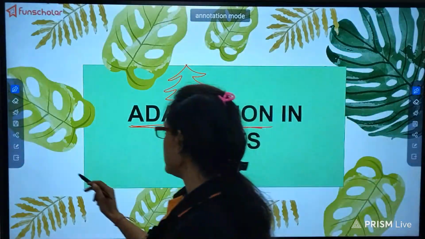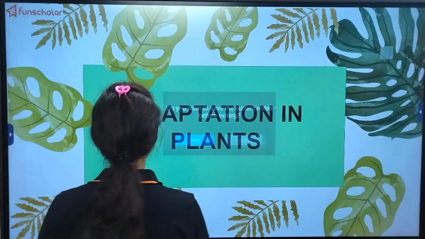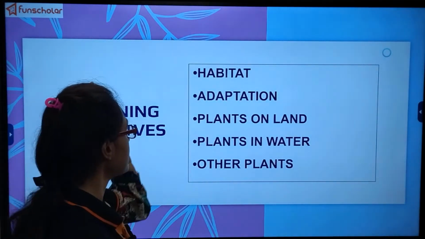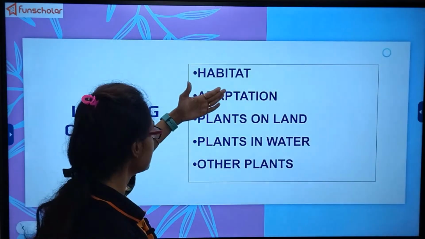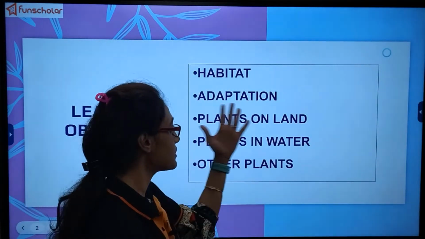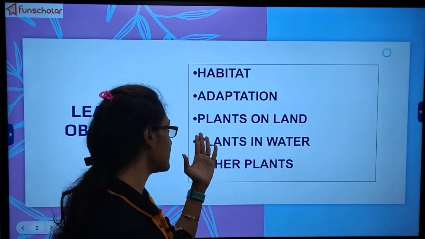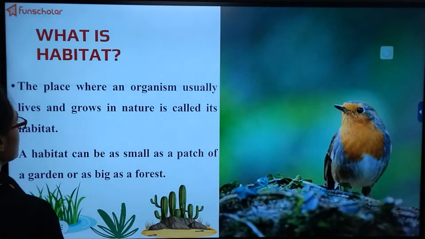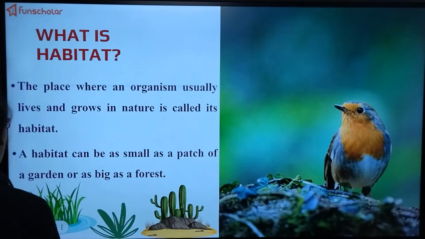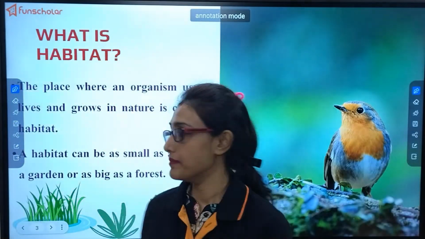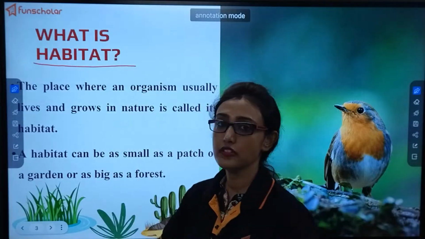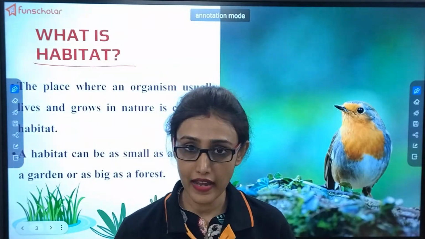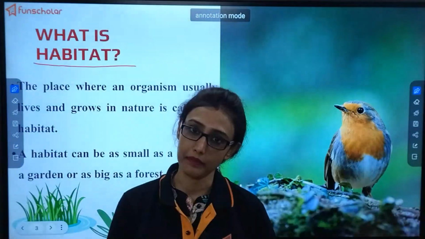Now let us proceed with adaptation in plants. In this session we will be learning about habitat, adaptation, and plants on land, and in the next session we will carry on with plants in water and other types of plants. Firstly, we have to know what a habitat is. This is a new terminology for you. Where do you live? You live in your own home, right? So your home is your habitat.